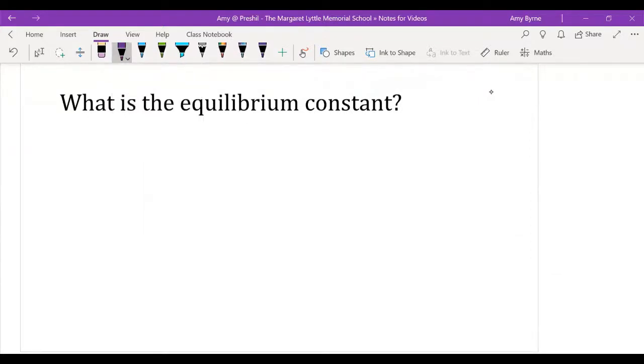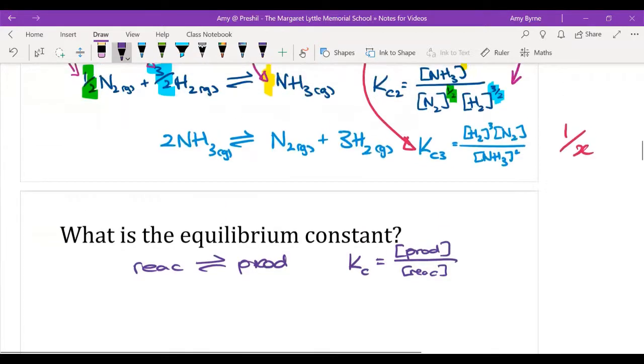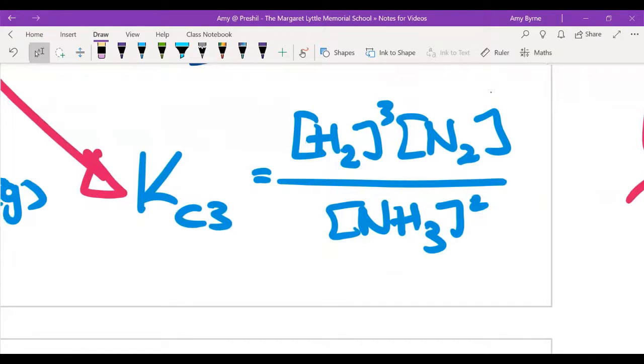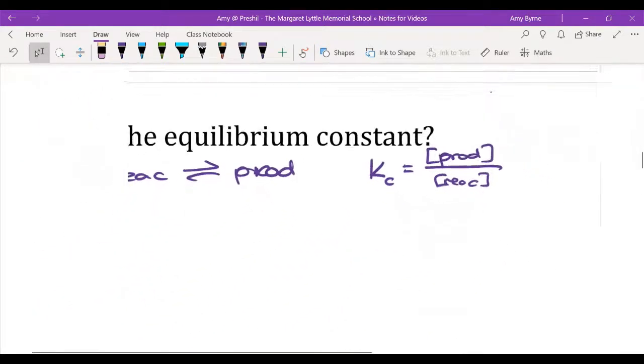So equilibrium law takes us really neatly to equilibrium constant. The equilibrium law in general: I start with reactants and they react to form products. My equilibrium constant is the concentration of products over my concentration of reactants. The equilibrium constant is where I take this equilibrium expression and substitute numbers into it. If you are given the concentrations of hydrogen, nitrogen, and ammonia at equilibrium, I can chuck those numbers in and get a numerical answer.